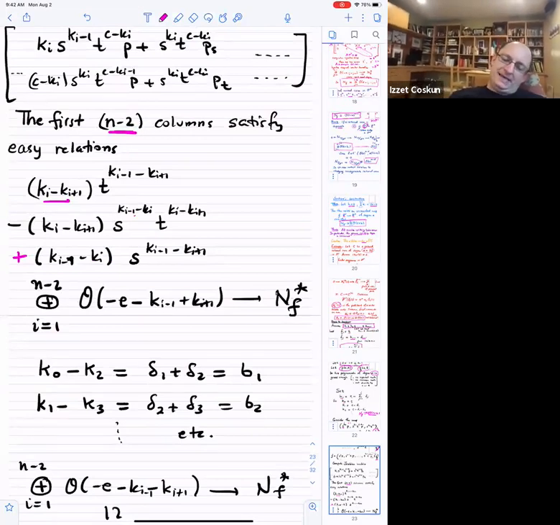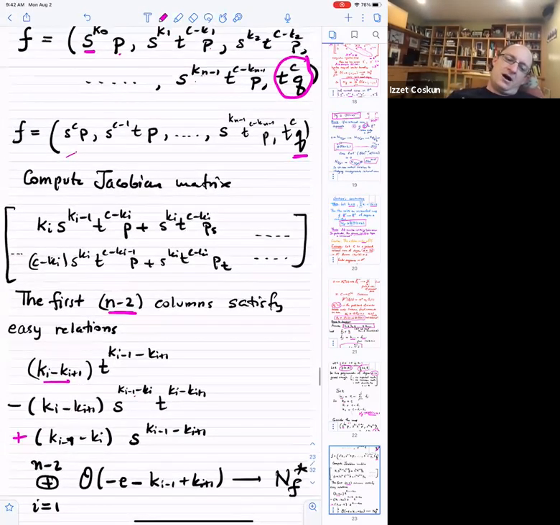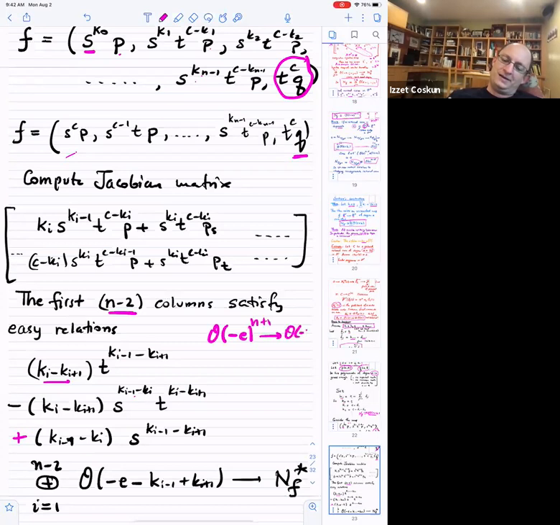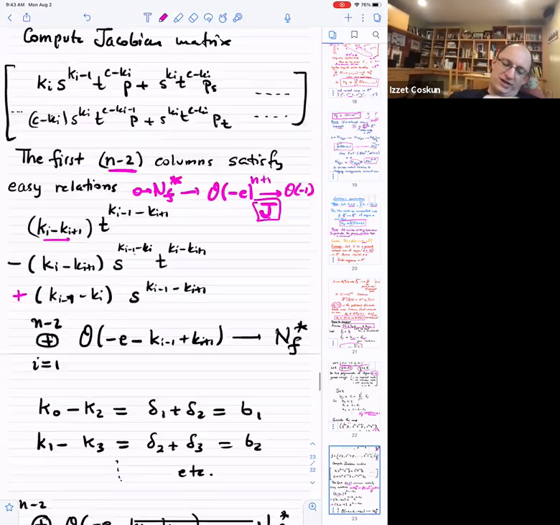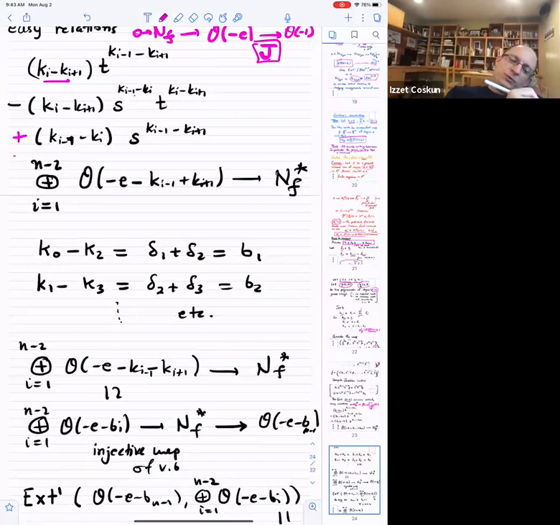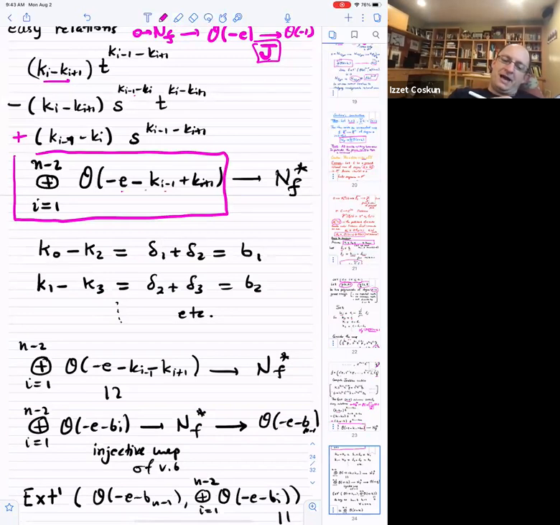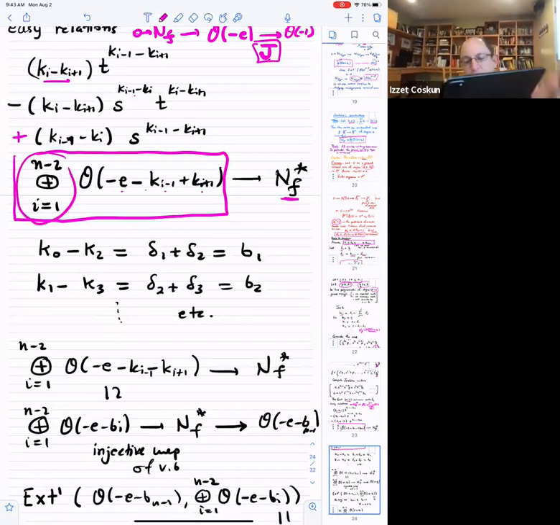In other words, what this means is that, if we write our matrix like this, right? So we have our O of minus e to the n plus 1 going to O of minus 1, given by this Jacobian matrix or its transpose. And here we have the dual of the normal bundle of the map, right? So we are trying to find the relations among the columns of this matrix, right? And we know that we have an injection of bundles from O of minus e minus k_{i-1} minus k_{i+1}, now n minus 2 copies, to this dual of the normal bundle.